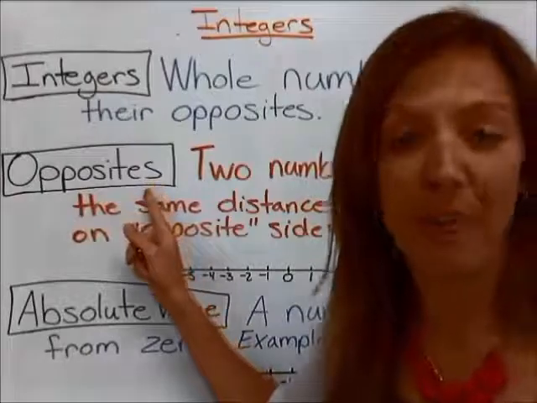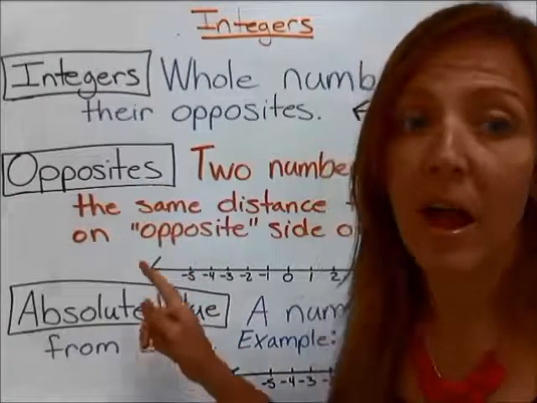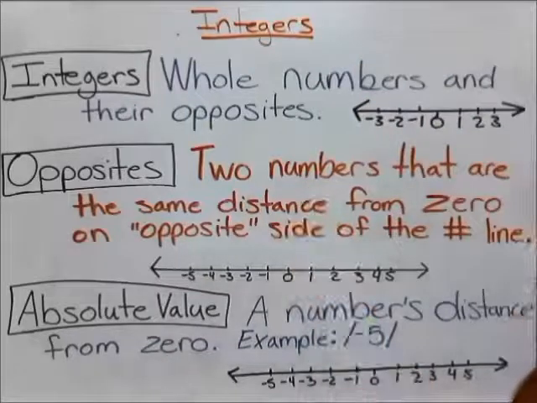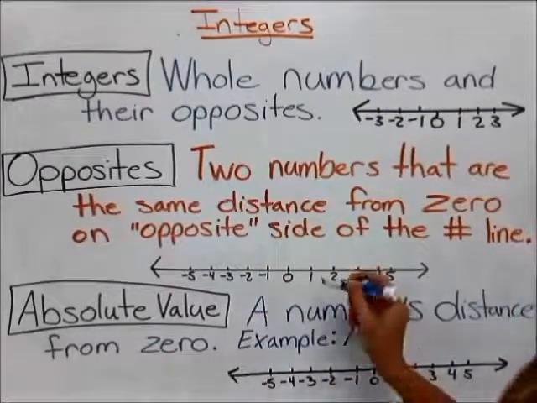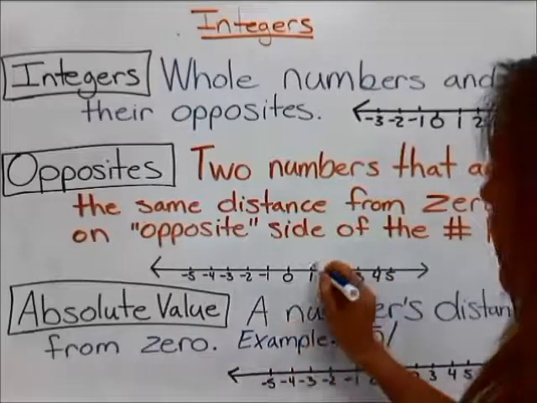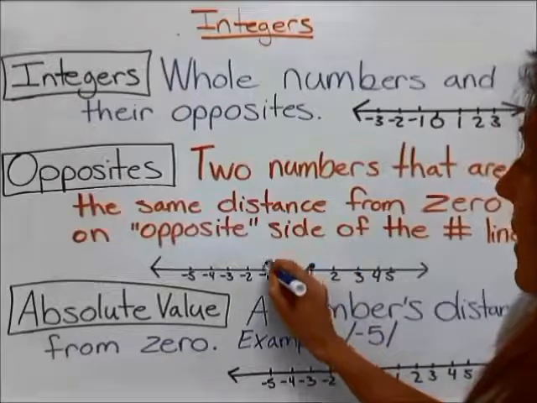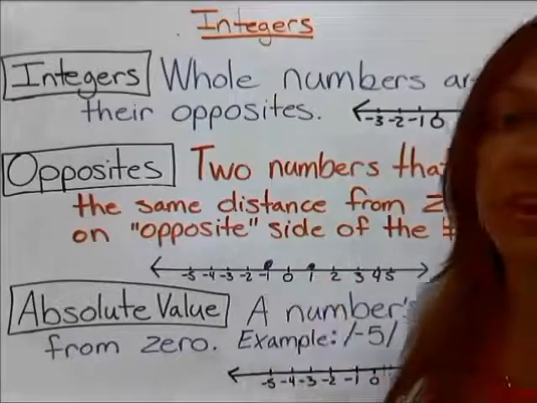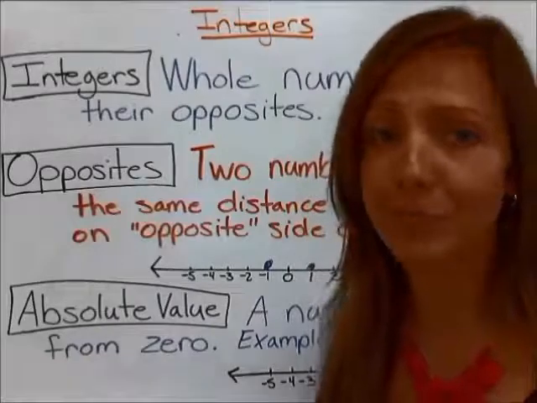Let's first define opposites because it will help us better understand the definition of integers. Opposites. Two numbers that are the same distance from 0 on opposite sides of the number line. For instance, I'm going to graph the number 1 and the number -1. Those are opposite numbers. They're the same distance away from 0 on the other side of the number line.